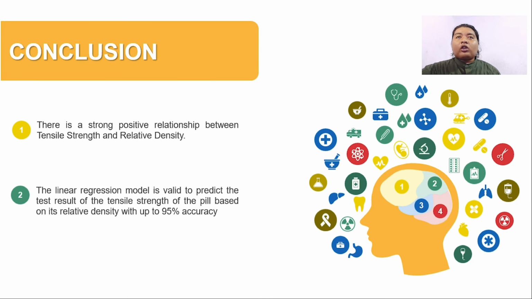Next, here is the summary output obtained from Excel. From the data, we can conclude that there is a strong positive relationship between the tensile strength and relative density, and the linear regression model is valid to predict the tensile strength of the pill based on its relative density with up to 95% accuracy.